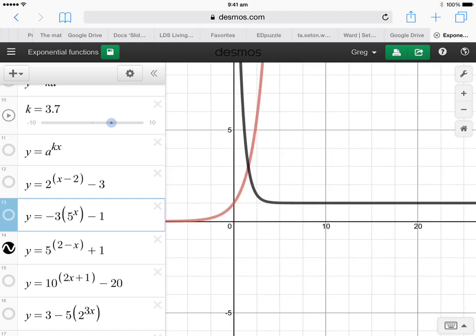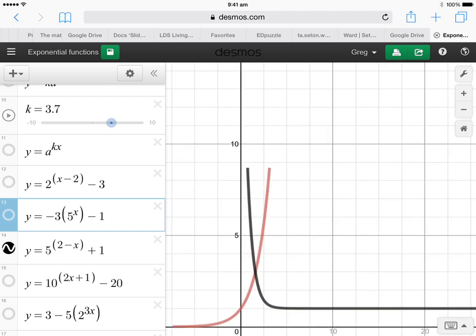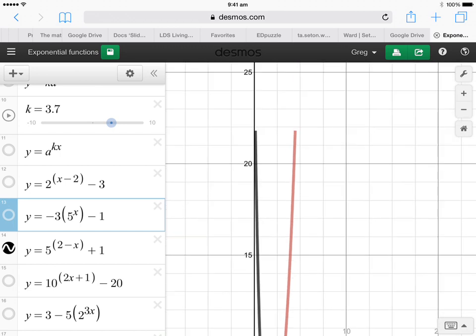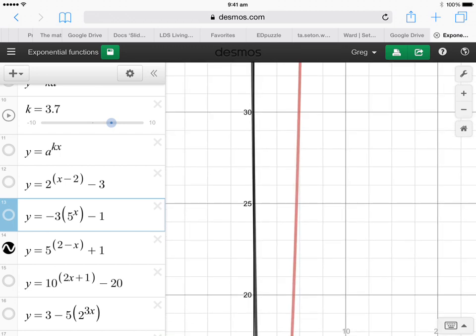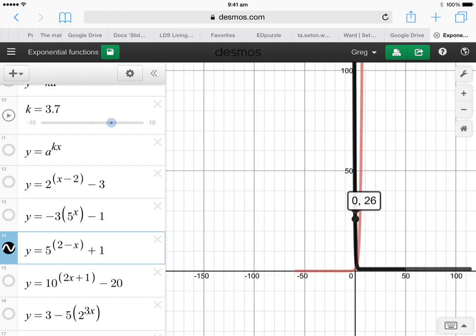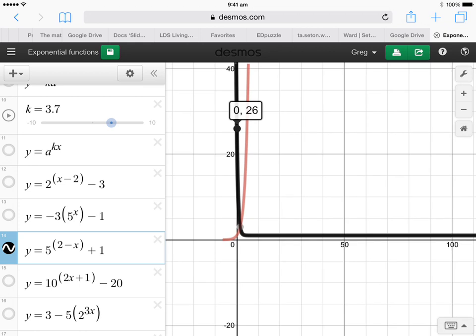Again, putting x equals 0 in here gives me 5 squared, 25, plus 1, 26. So the y-intercept is way up here. It's difficult to see with this really big line, but the y-intercept is up here at 0, 26. Okay, and that's what the graph looks like.